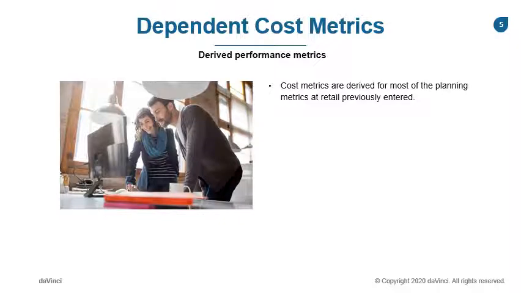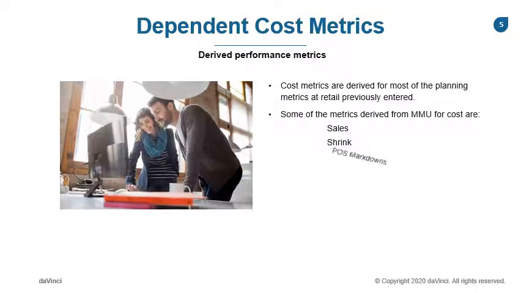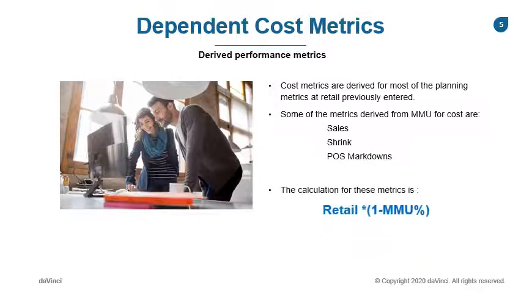In Chapter 1 of our mini sessions, we discussed how there is a retail balance set. Within MFP, we also have a cost balance set. Most of the planning metrics for the cost balance set are derived, meaning they will be calculated based off of the values entered at retail and the MMU%. Typically, these will be your sales, shrink, and POS markdown metrics. The calculation to derive these planning metrics is the retail of the associated metric times 1 minus the MMU%.